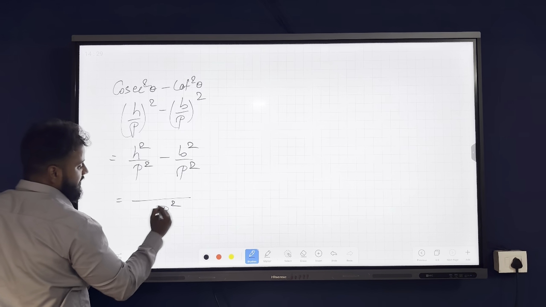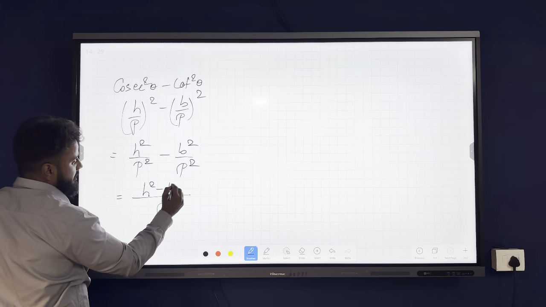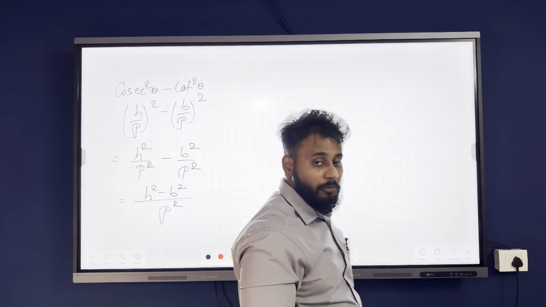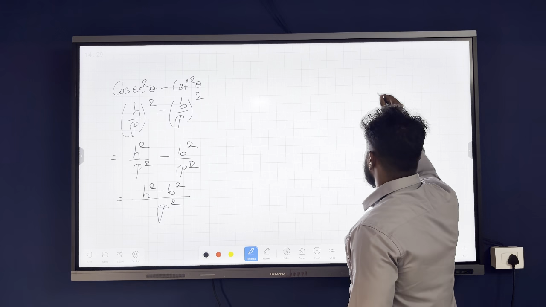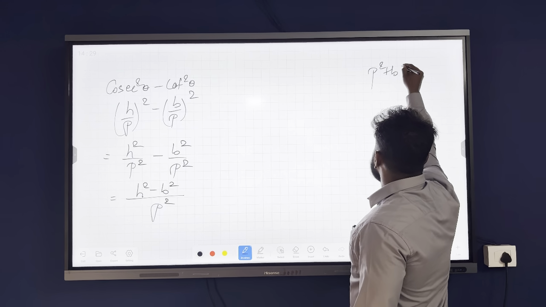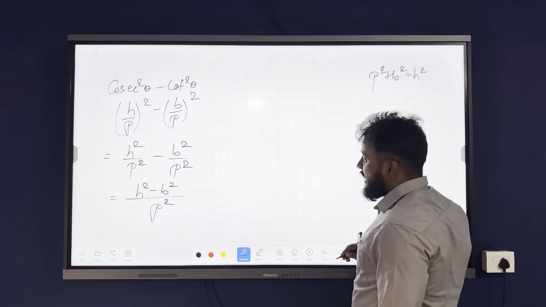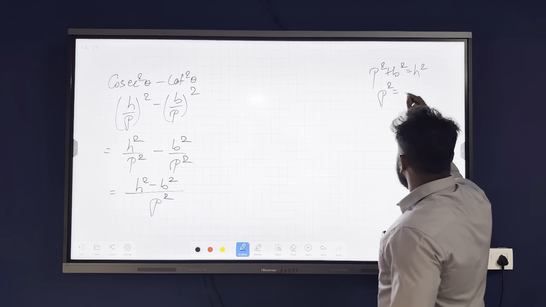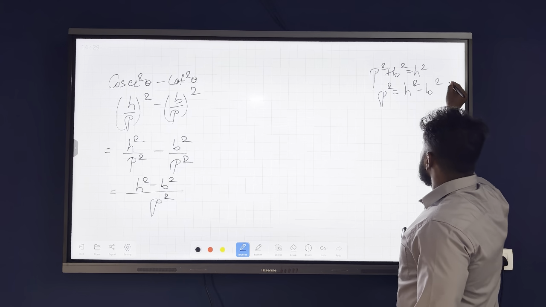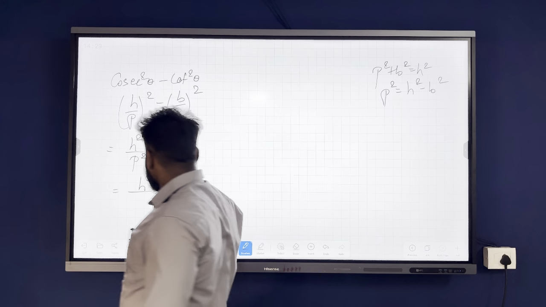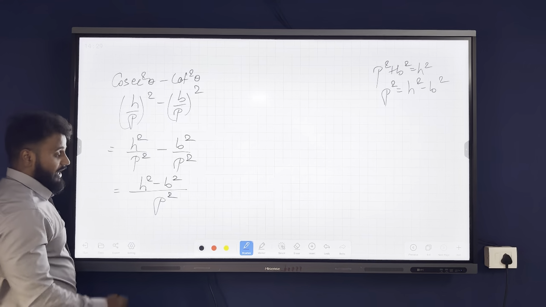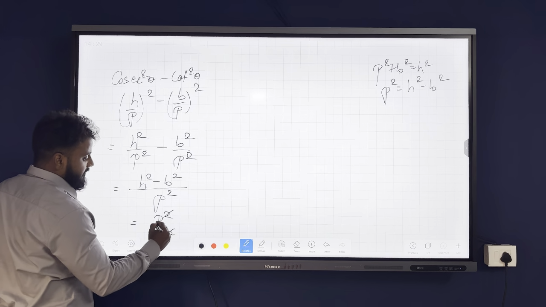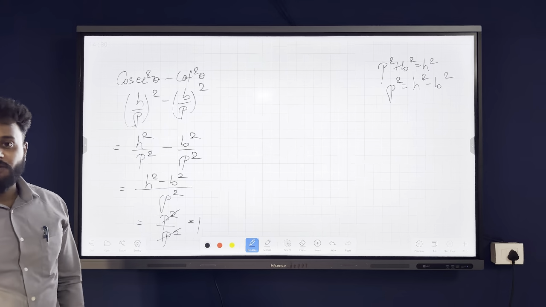Taking the same denominator, that is p square, this will become h square minus b square. As we know, we are using the right angle triangle in trigonometry. So we had learned about the Pythagoras theorem, that is p square plus b square is equal to h square. As we know, that is h square minus b square. So we take p square to this side, and this will become h square minus b square. At the place of h square minus b square, we can put the value p square divided by p square. This is going to cancel out. We have got the value 1.